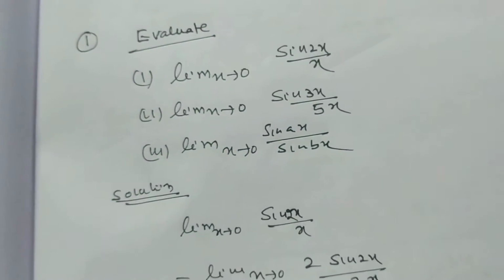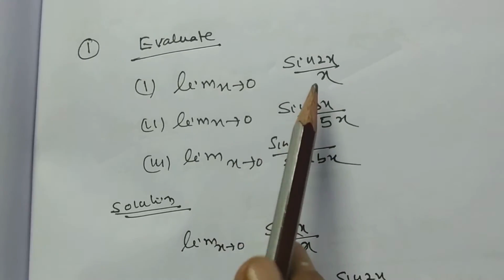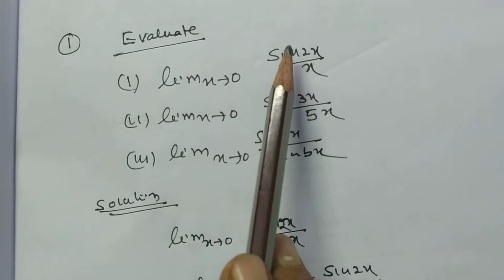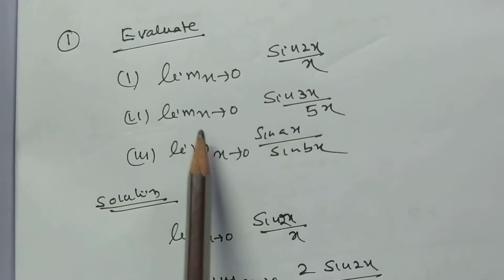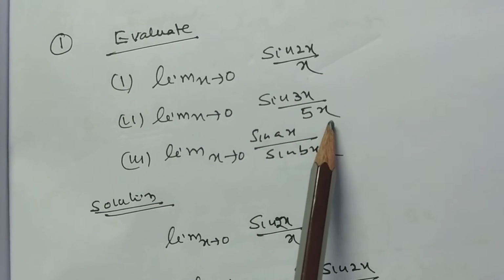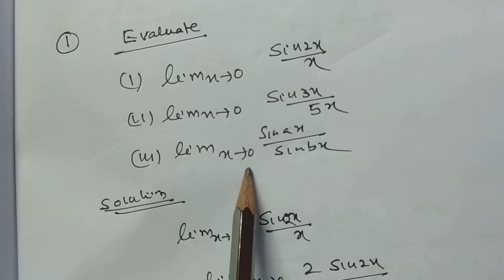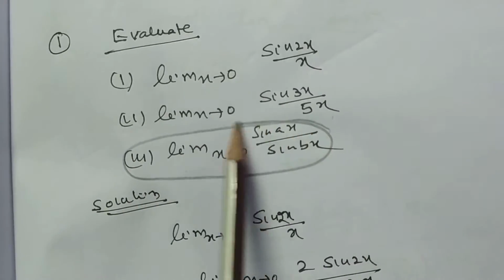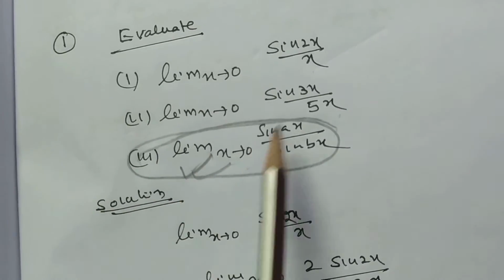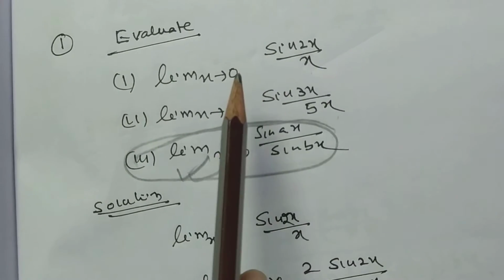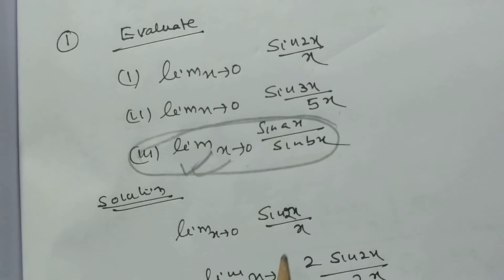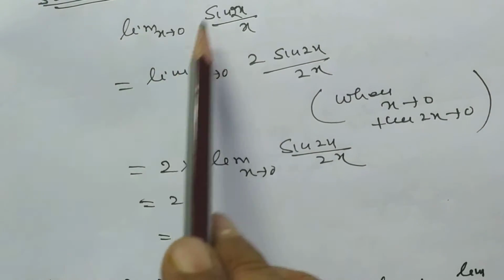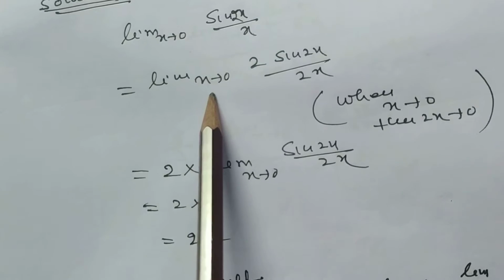Now, we want to apply the theorem in the following problems. Let limit x tends to 0, sin 2x by x; limit x tends to 0, sin 3x by 5x; limit x tends to 0, sin ax by sin bx. This is the general problem. If you solve this problem, then you can easily solve problem number one and problem number two. But here I solve problem number one: limit x tends to 0, sin 2x by x.